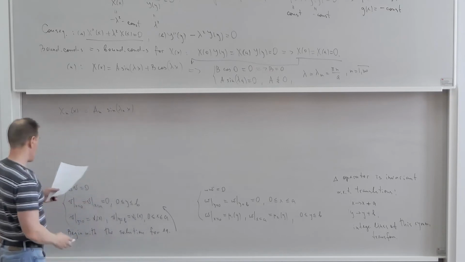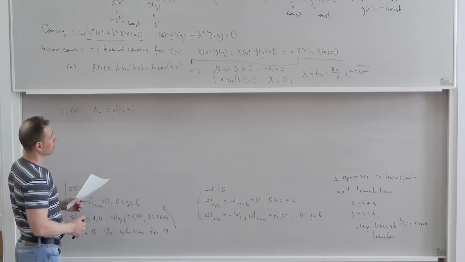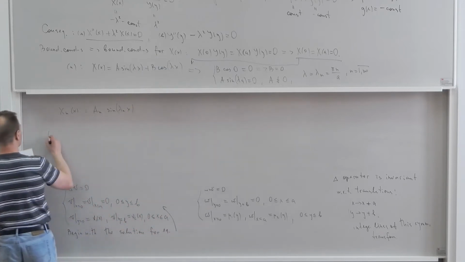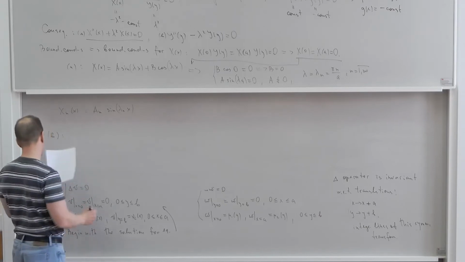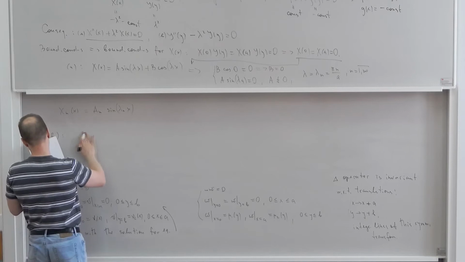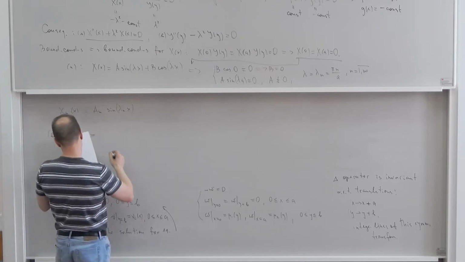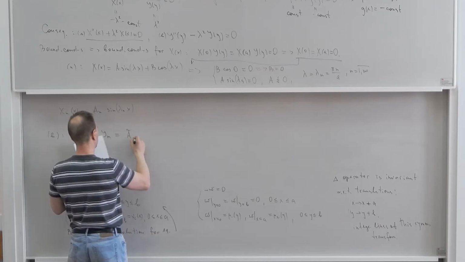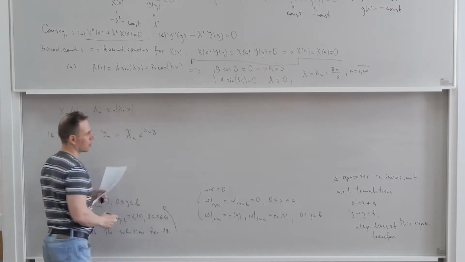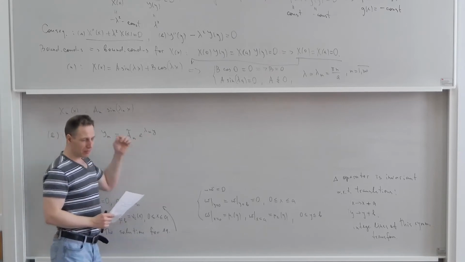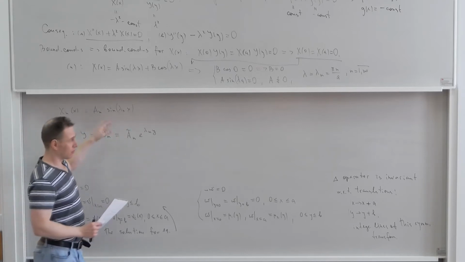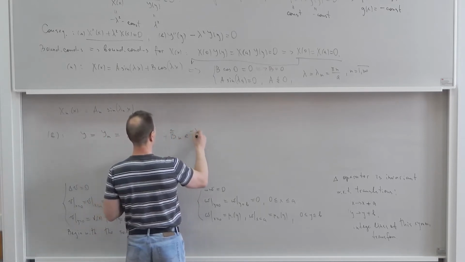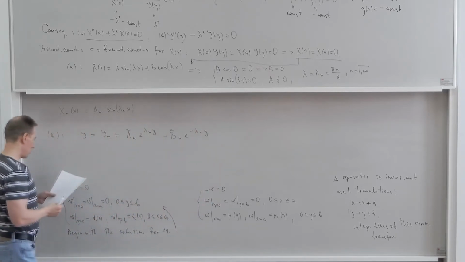They have such a form. Now we turn to the solution of the equation B. The general solution of such an equation is as follows. It is a linear combination of exponents, and here we use the fact that lambda is equal to lambda n, as we found from the solution of the equation A.